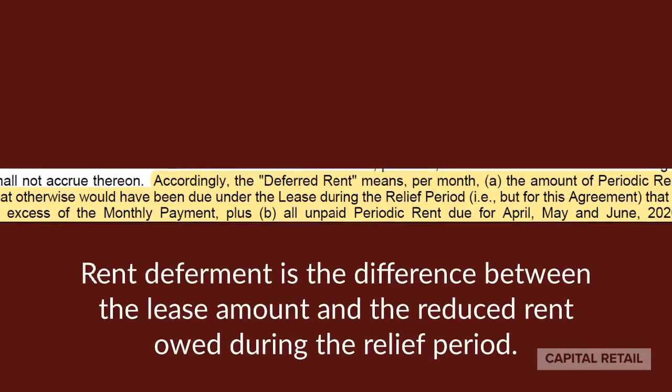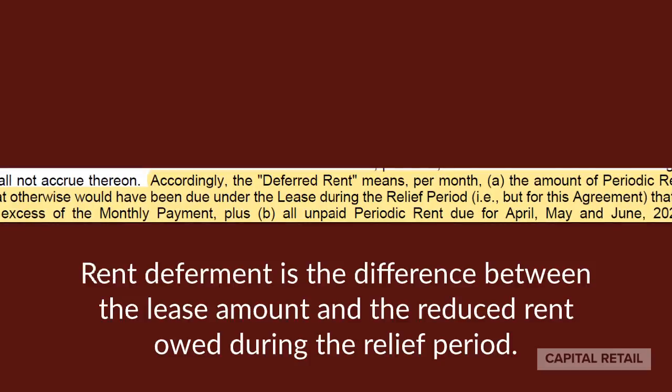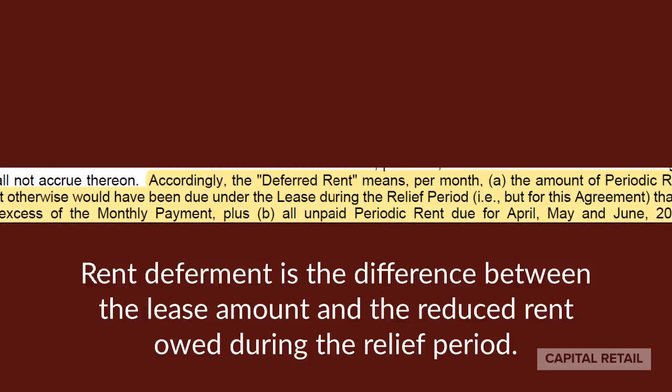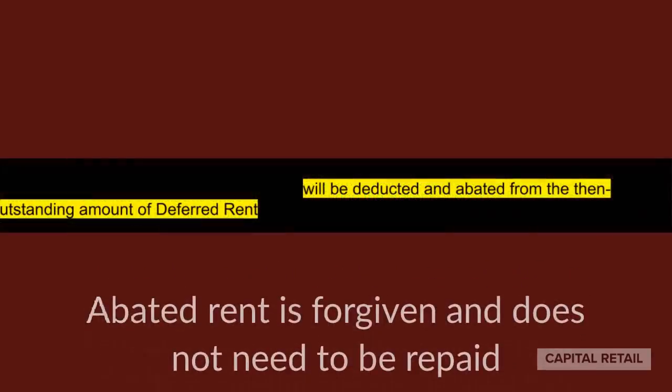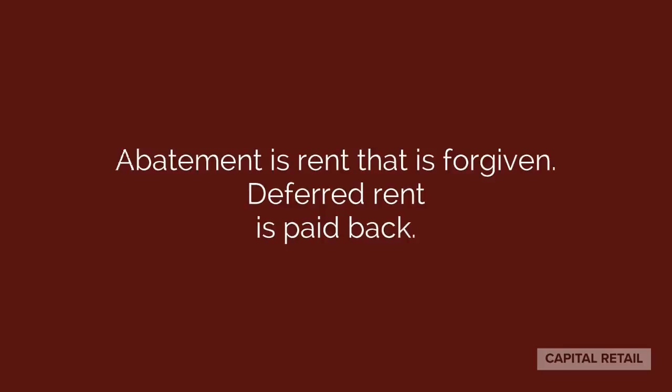So the rent deferred is the total difference between what the lease states and the reduced rent during the relief period. So abated rent is forgiven and does not need to be repaid. So abatement is rent that is forgiven. Deferred rent is rent that is simply paid back over a period of time.